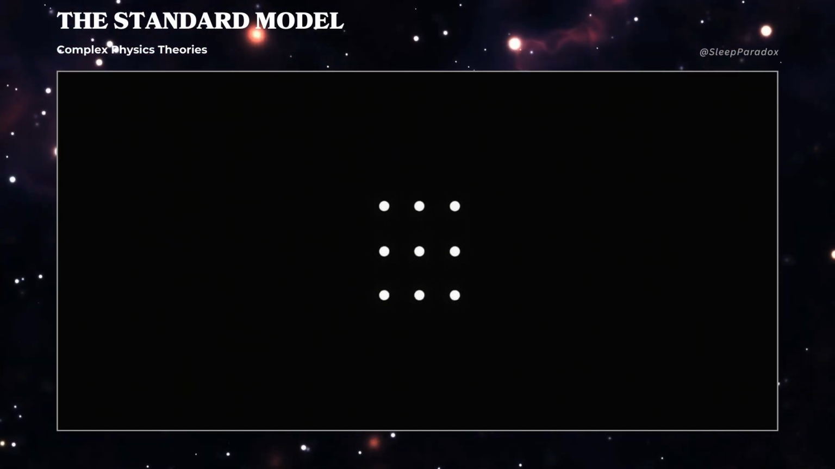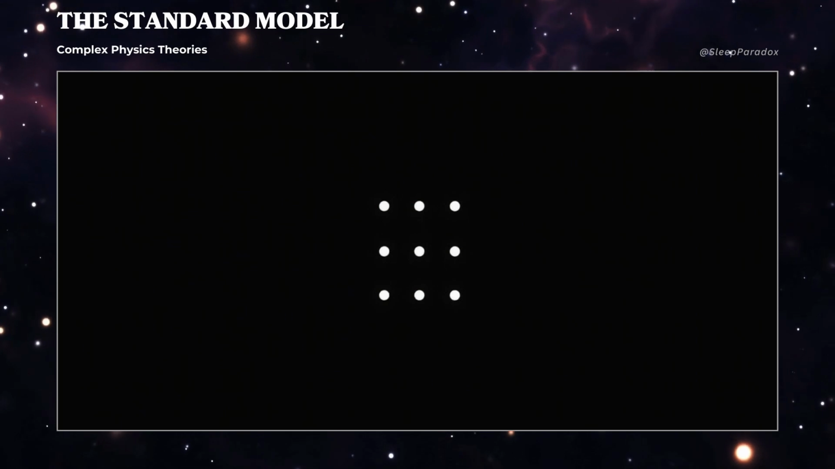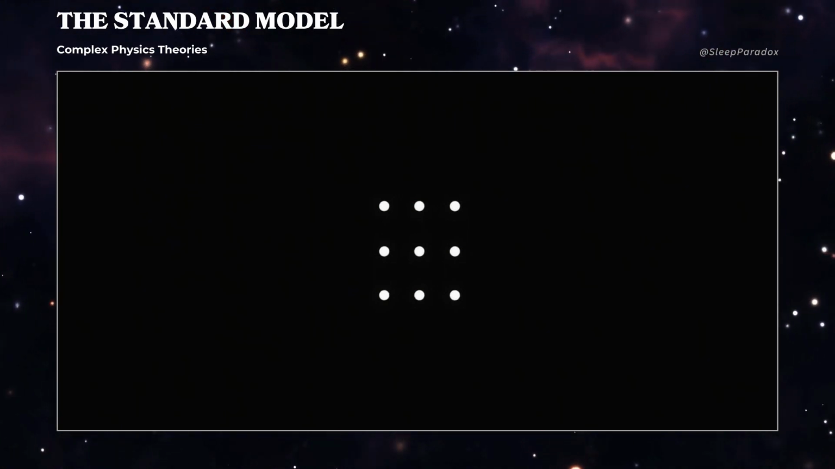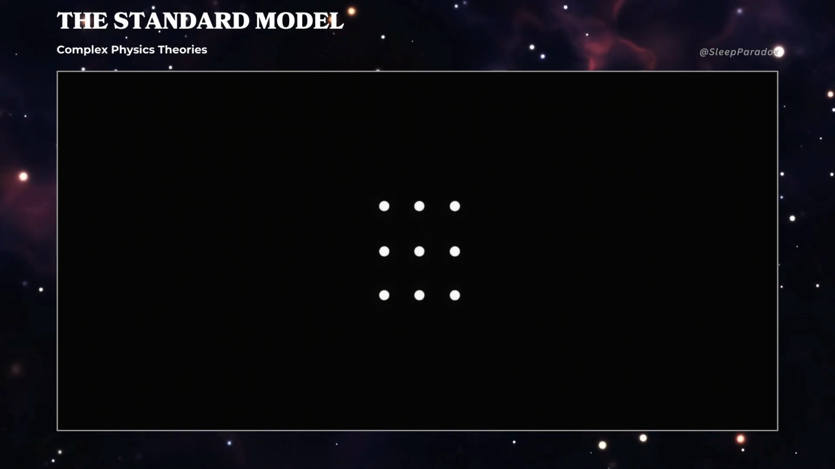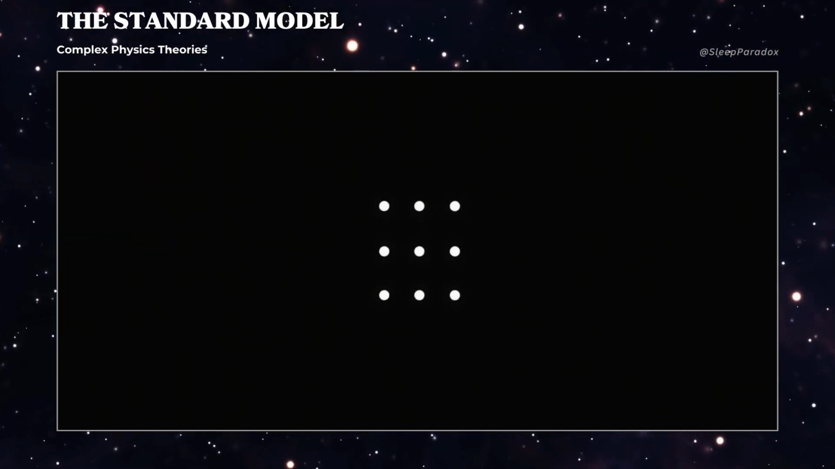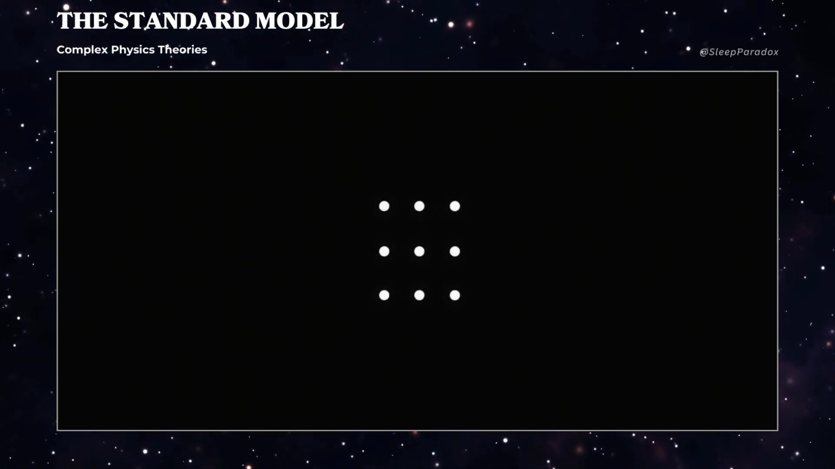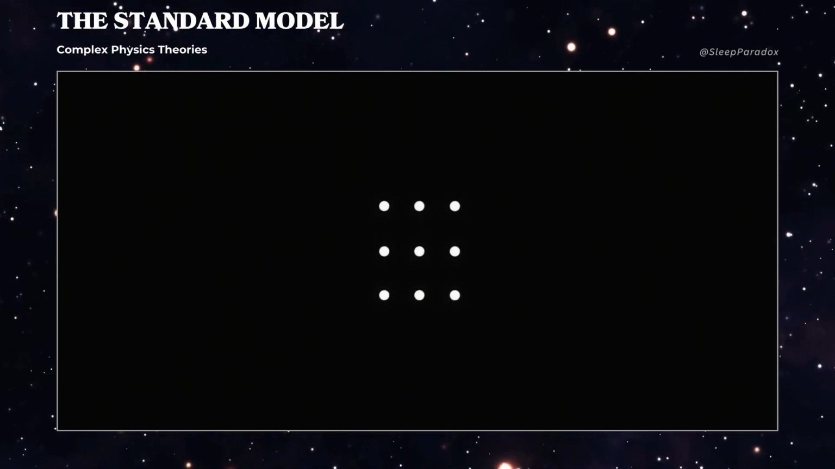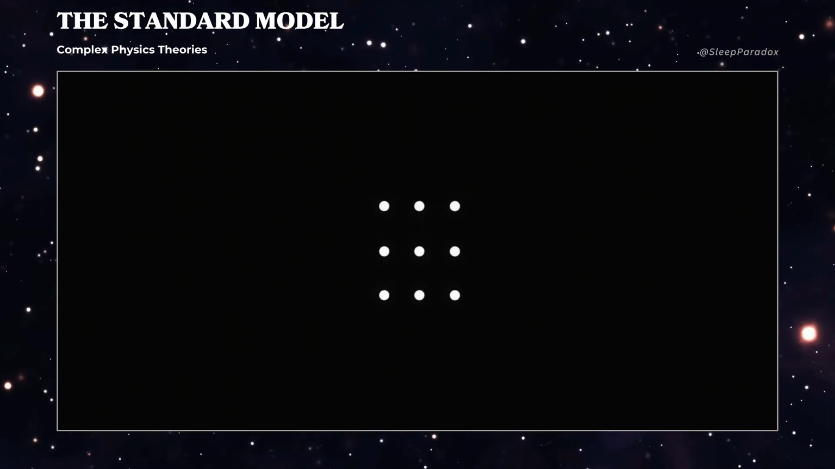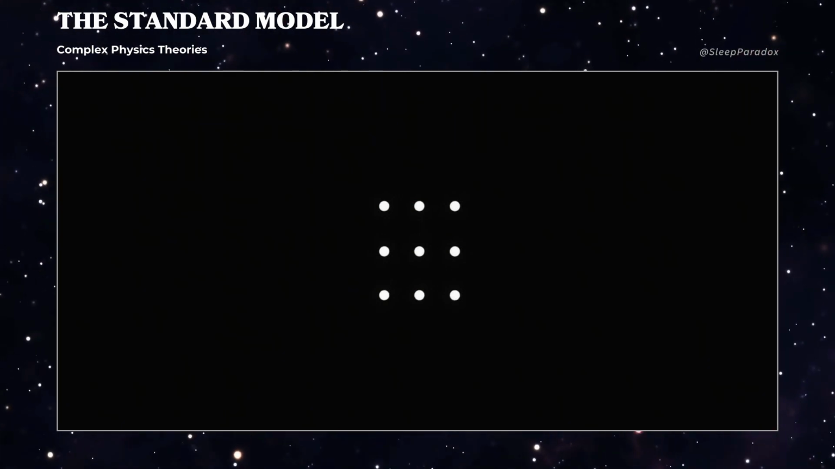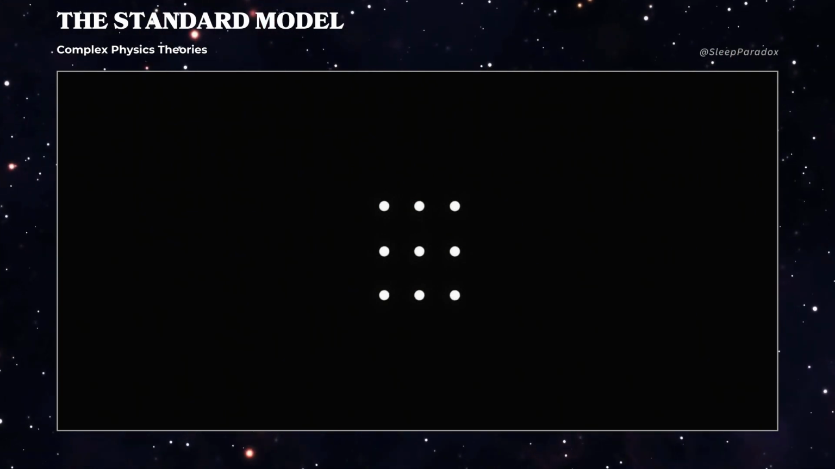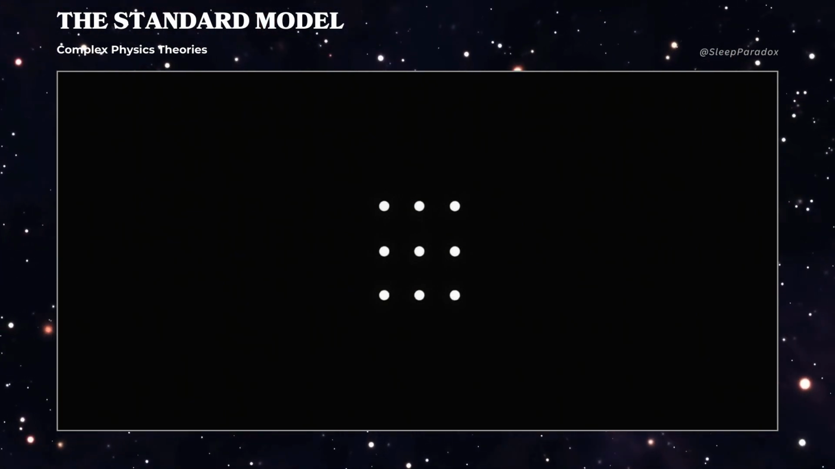It explains why atoms exist, why chemical reactions happen, and why stars shine. It forms the backbone of particle physics and provides the groundwork for much of modern technology. Think of it as a kind of periodic table for the universe, not for elements, but for the ingredients of reality itself. It doesn't explain everything, but what it does explain, it does with astonishing accuracy. And until a more complete theory emerges, the Standard Model remains the best map we have of the quantum world.